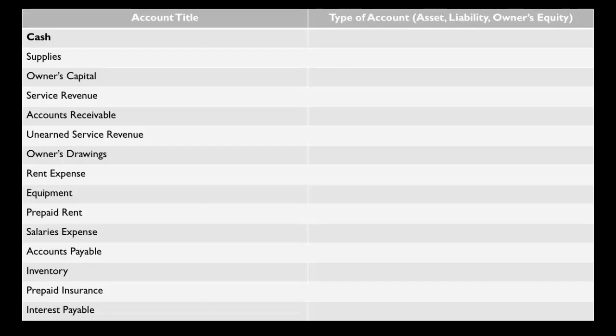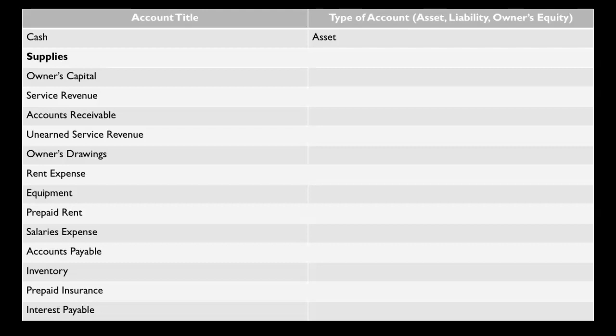So before we work on some example problems dealing with the accounting equation, I just wanted to go through all of these different accounts and figure out whether these accounts are assets, liabilities, or owner's equity. So we're going to start off with cash. Cash is going to be the most common asset that you're going to see. Every single company is going to have cash.